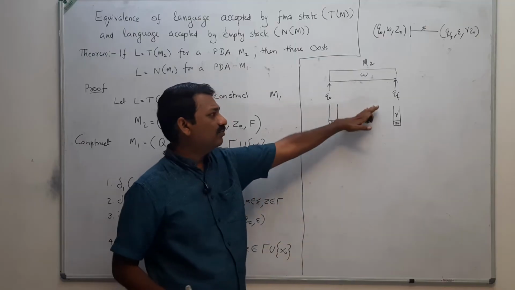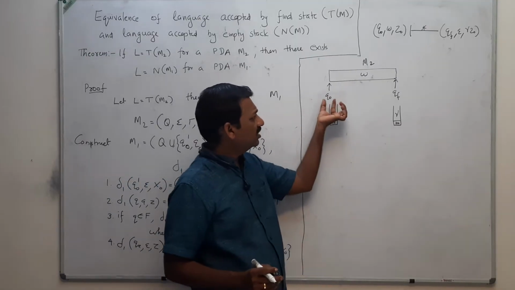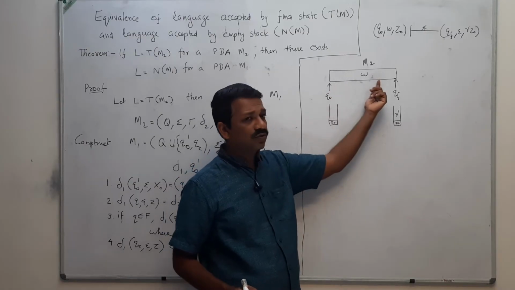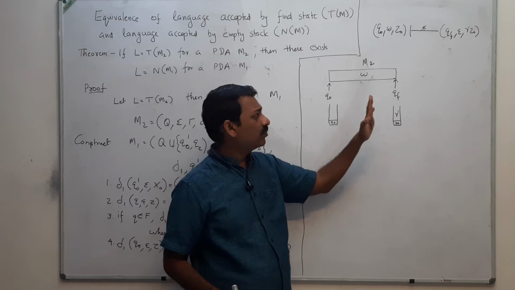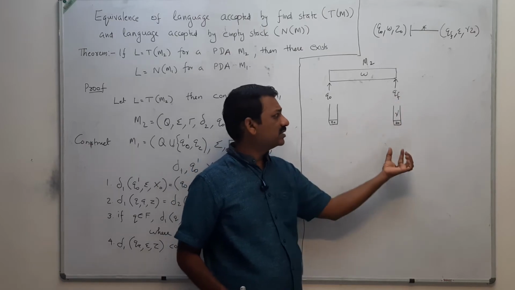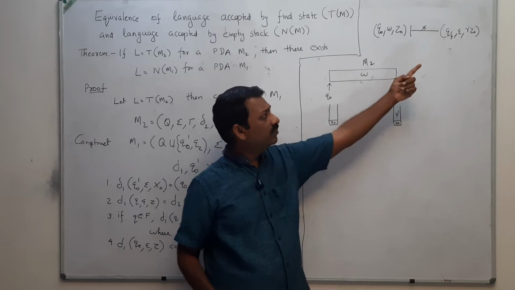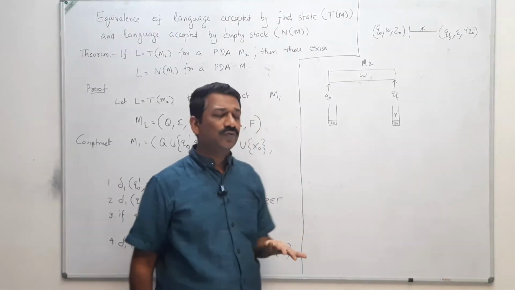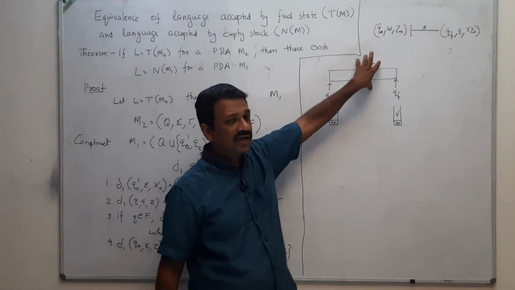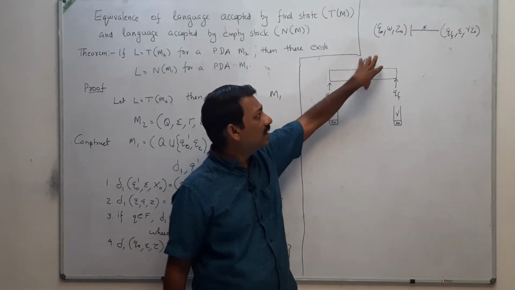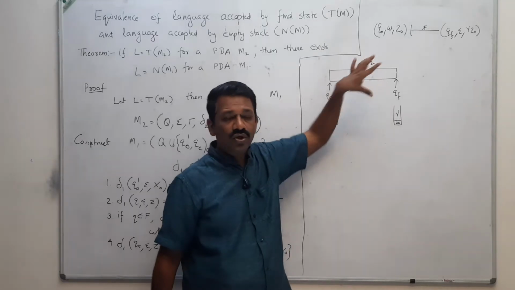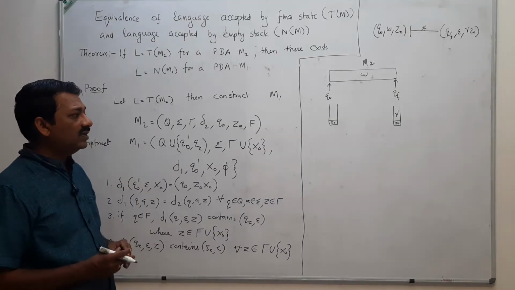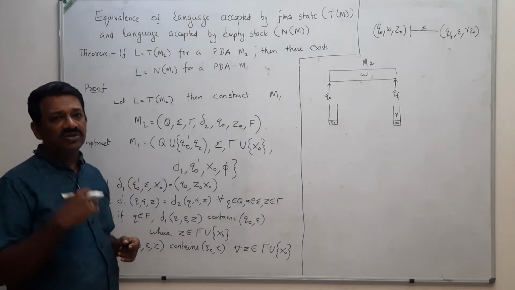Now this is M2. Initially it will be in state Q0 and the top of the stack is Z0, and now you have to process this input W. Upon processing that it reaches one of the final states, you have consumed all the inputs, and we are not bothering about the contents of the stack. So we are going to prove that if you have such a PDA M2, you can have another PDA M1 which is accepting the same language by empty stack.